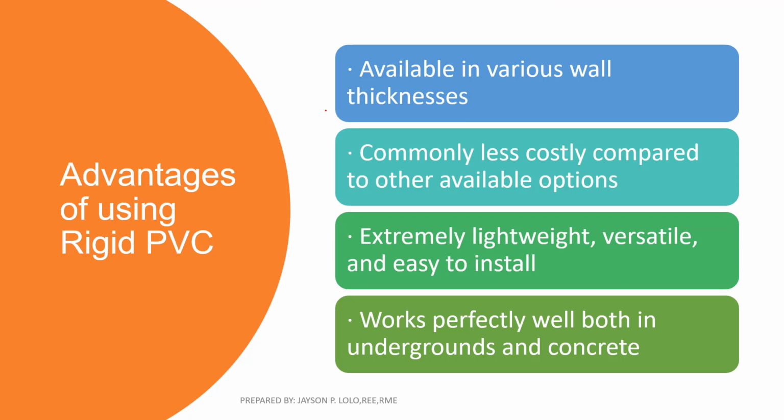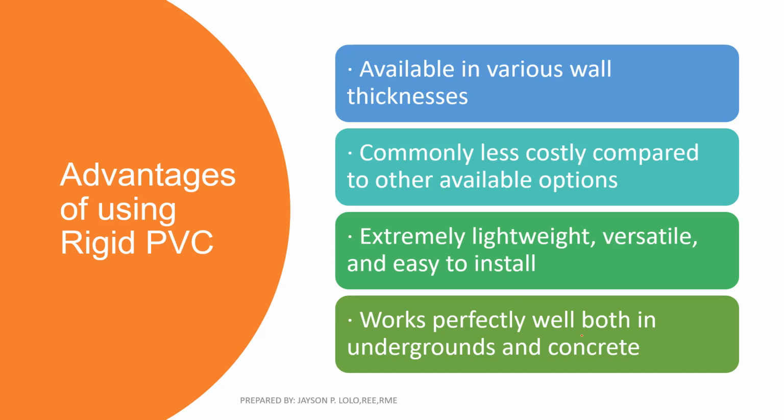Now, advantages of using PVC. Number one is that it is available in various wall thicknesses. Since earlier I've already mentioned that it can be used in embedded applications. Second one is that it is commonly less costly compared to other available options. Third one is that it is extremely lightweight, versatile, and easy to install. And lastly, it works perfectly well both underground and in concrete.